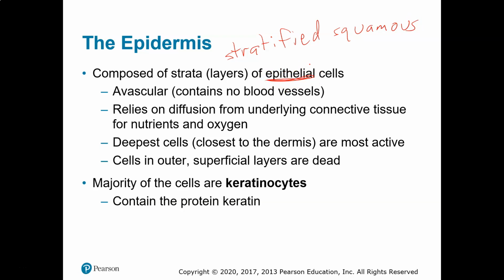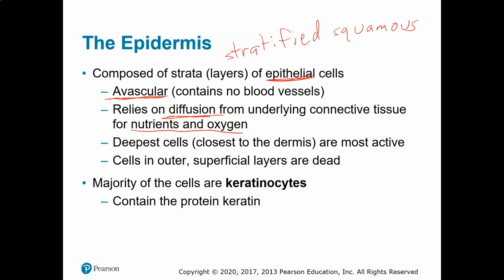Stratified squamous epithelial tissue. The epidermis does not contain blood vessels. It's avascular. It relies on diffusion to take in nutrients and oxygen, and also to get rid of waste. The connective tissue below the epidermis supplies the epidermis with nutrients and oxygen. So it obtains them by diffusing from the dermis.